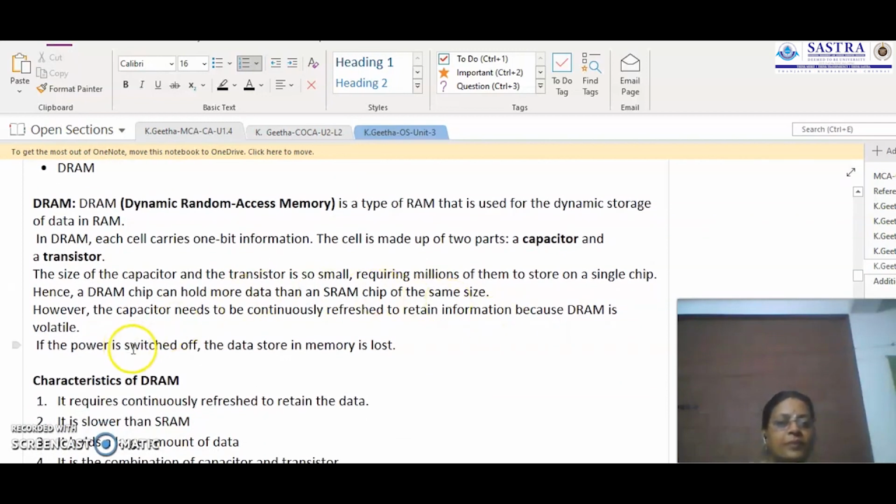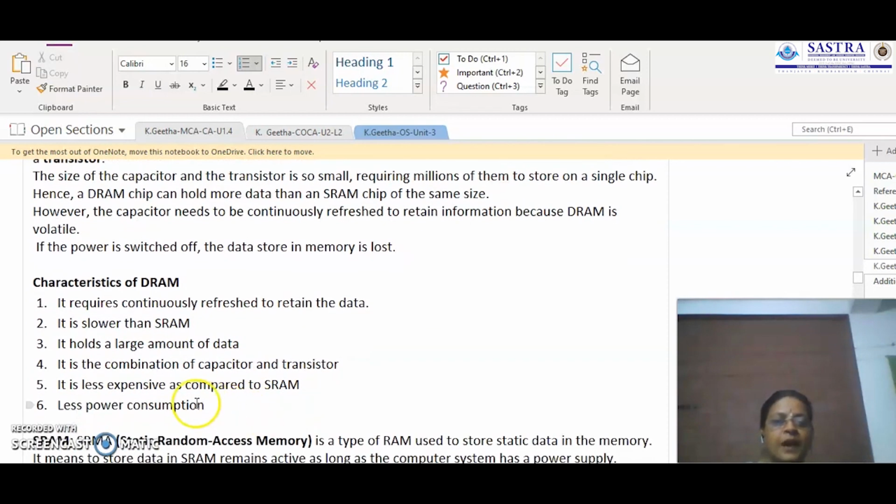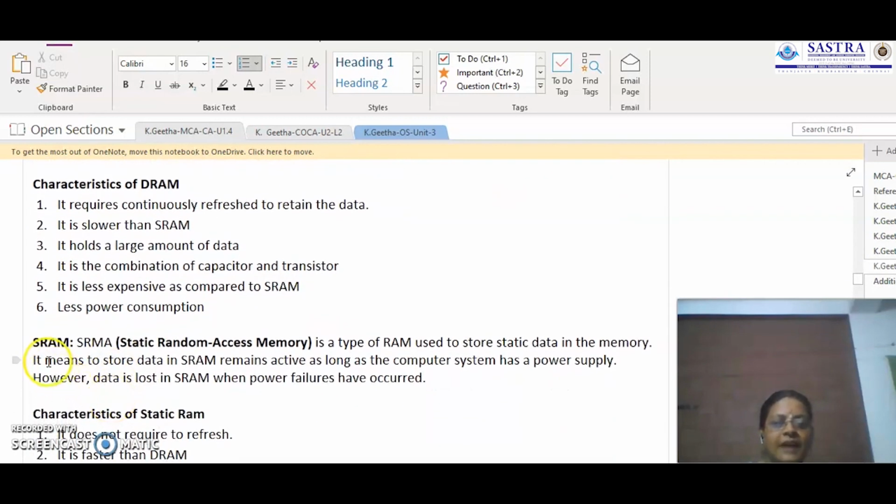So here they have told if the power is switched off, the data is going to be lost. And the characteristic of dynamic RAM is it needs to be continuously refreshed. Only then will we be able to retain the data. And of course, it is slower than the static RAM, and it also holds a large amount of data, and it uses the combination of capacitors and transistors as a basic building block for framing this memory. And of course it is less expensive when compared to static RAM, and power consumption also is going to be very less.